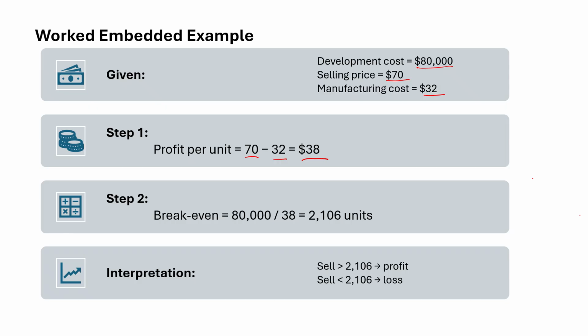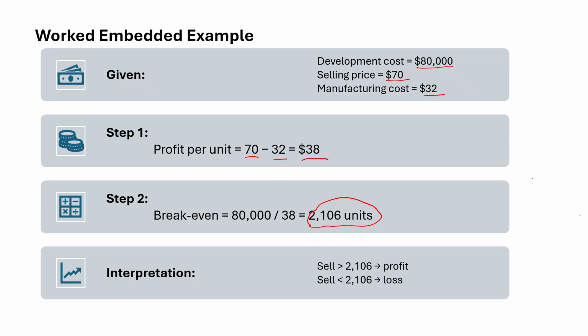This gives approximately 2,106 units. That means the company must sell at least this number of units before generating a profit. If the total market demand is 5,000 units, the project appears viable.